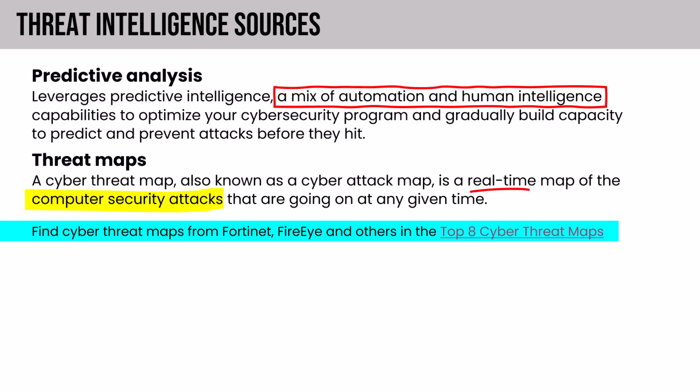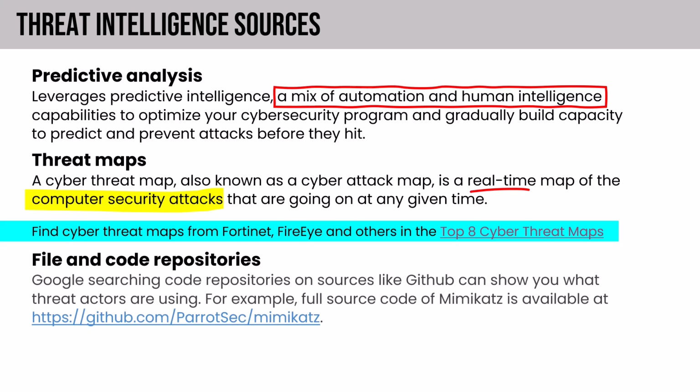And the links in that PDF are all active and clickable. Then we have file and code repositories. Google searching code repositories on sources like GitHub can show you what threat actors are using. Like you can find the full source code for Mimikatz, commonly used to dump password hashes on Windows systems.